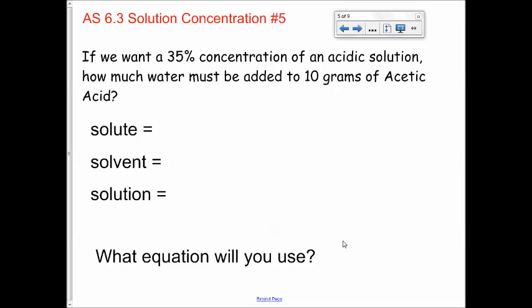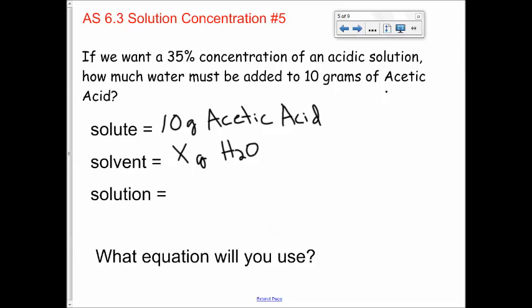So I think about 4 of you had it correct, or were on the right track. So if we go through and label this, what is my solute? What is it that I'm dissolving? Yeah, we're dissolving our acetic acid, so that is going to be my solute, 10 grams of acetic acid. Okay, what is my solvent? Pretty much always water. Do we know how many grams of water we have? No, because that's what we're solving for, how much water. So we have some sort of X grams of H2O. And then our solution is going to be 10 grams of acetic acid plus X grams of H2O.